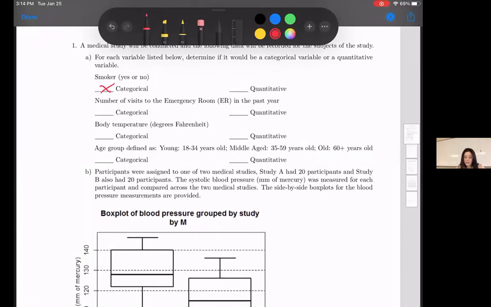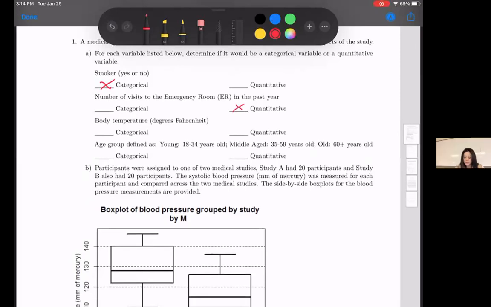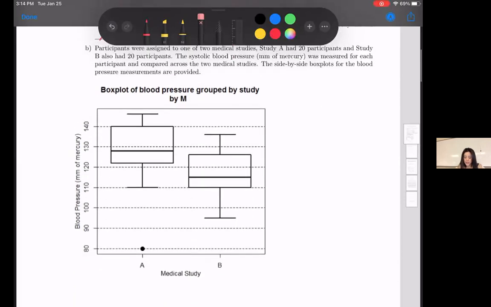All right. Number of visits to the emergency room in the past year. Quantitative. Thank you. Body temperature. Quantitative. Thank you very much. And age group. Categorical. Very good. I know it could be misleading because they're numbers, but they're being categorized, right?